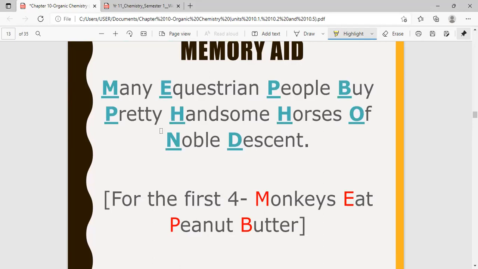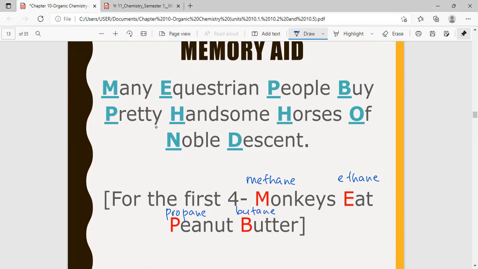In order for you to remember this easily, there is a memory aid. You can use this for all the 10 alkanes: many equestrian people buy pretty handsome horses of noble descent. If this is too long for you, you should know at least the first 4. For the first 4, the shorter one: monkeys eat peanut butter. The M stands for methane, then ethane, propane, butane.